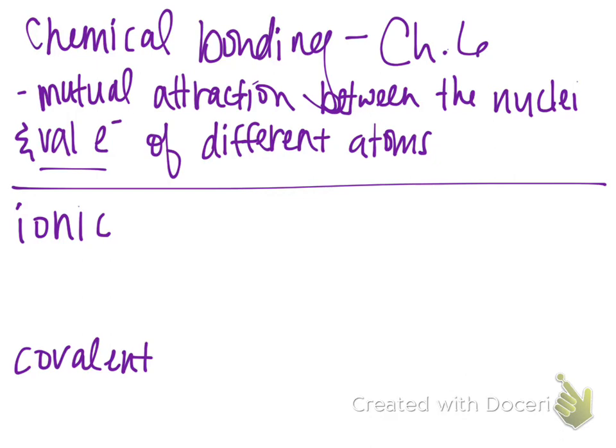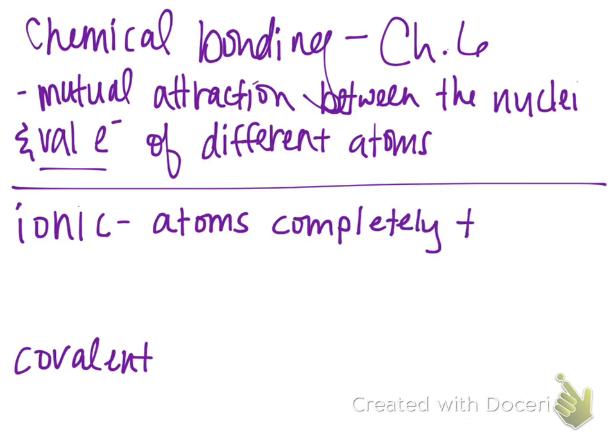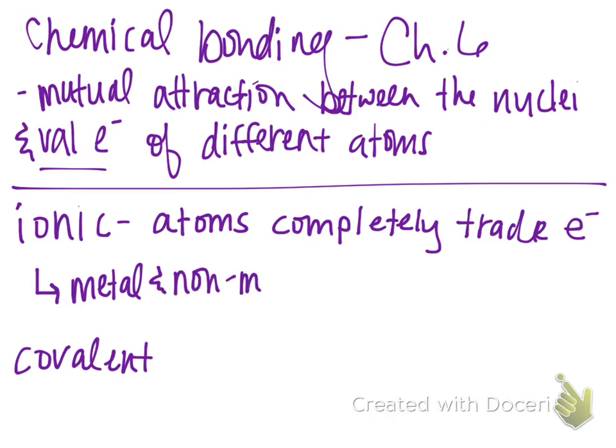Okay? So in an ionic bond, what happens is that atoms completely trade their electrons. Okay, they completely trade their electrons. And if you remember, what are ionic bonds or ionic molecules made of? Good, a metal and a nonmetal. So this happens when a metal and a nonmetal, or if you want to think of it as a cation and an anion, completely trade electrons.